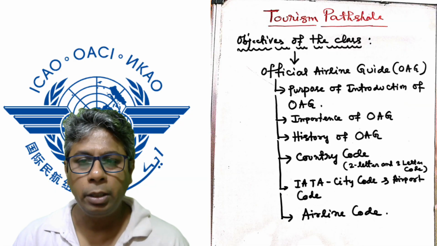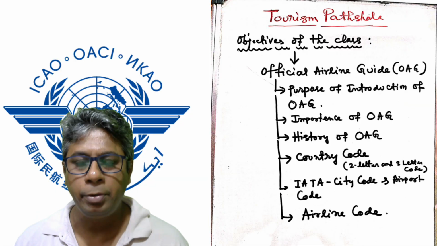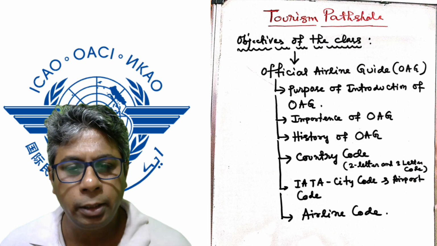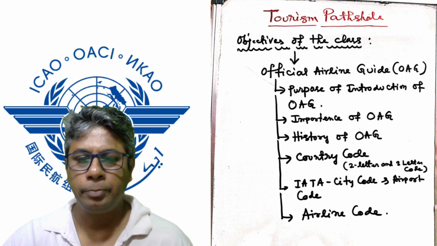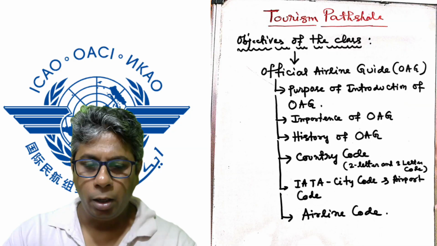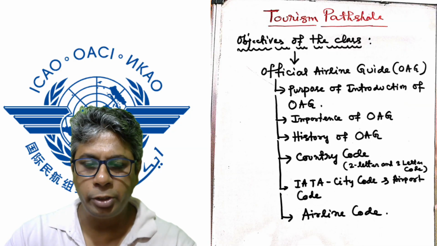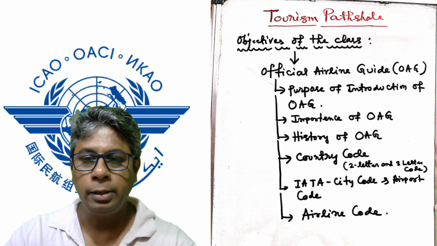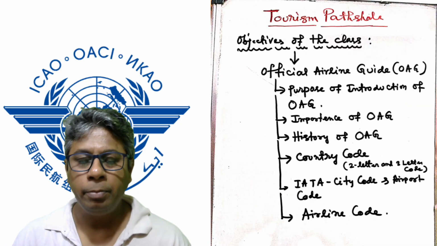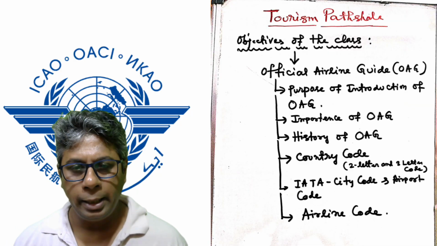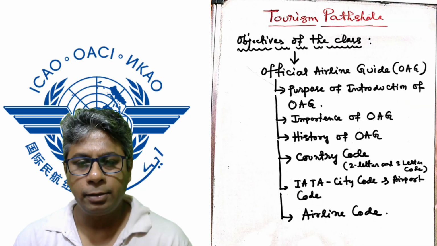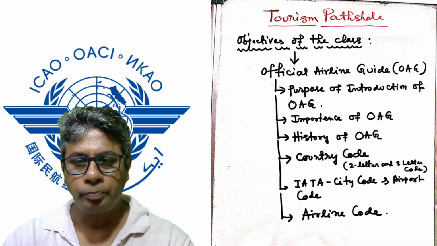And now we are going to understand each and every aspect of the Official Airline Guide step by step. So try to follow this Official Airline Guide minutely, and you have to remember the airport code and airline code. These are very important for UGC NET and GRF questions.